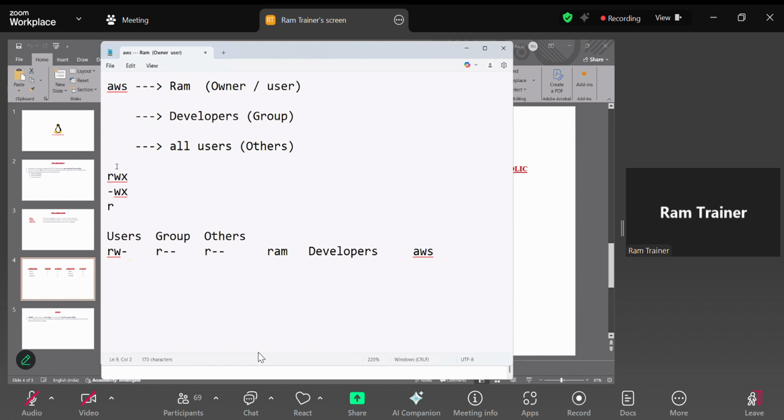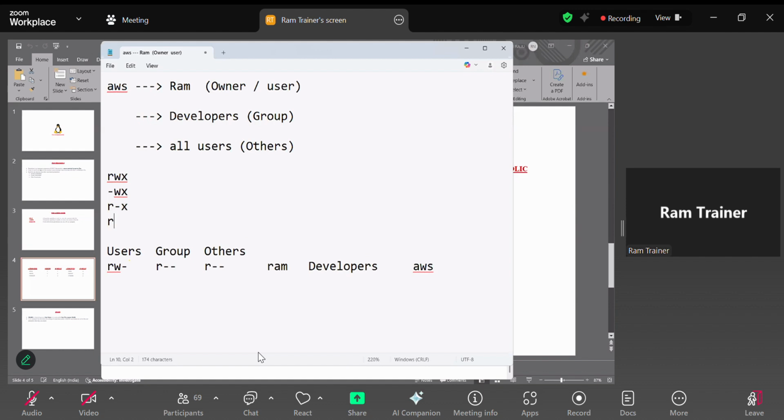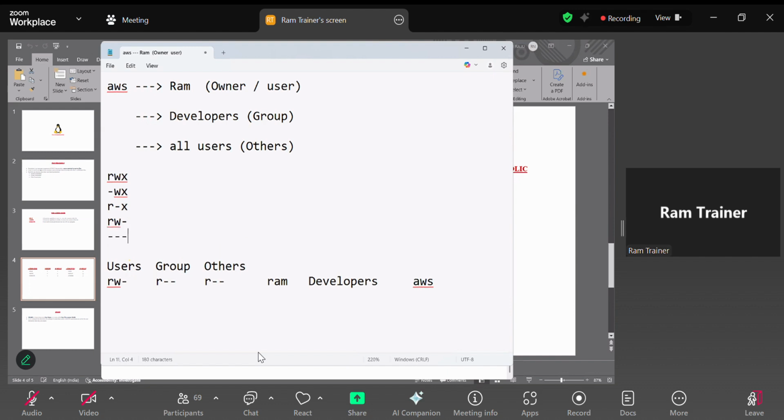In case there is no write permission, we can use it like this: read and execute only, no write permission. If there is no execute permission, it is read, write only. And if there is no read, write or execute, it is completely null permissions. These are the three icons. Are you noted?